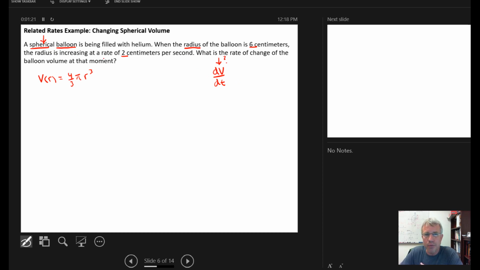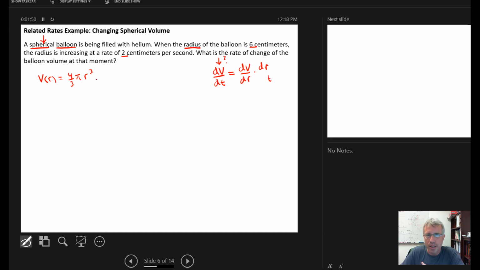So to find the rate of change dV/dt, here I know that I have volume as a function of radius. So related rates, implicit differentiation, tells me that to get dV/dt, I'm going to need to find dV/dr, the rate of change of volume with respect to radius, and then I'm going to need to multiply that by dr/dt to get dV/dt.